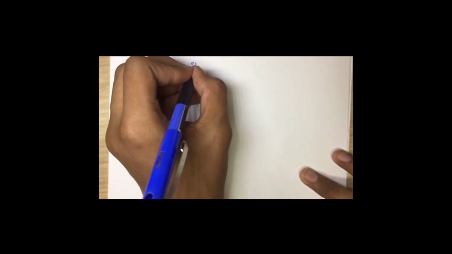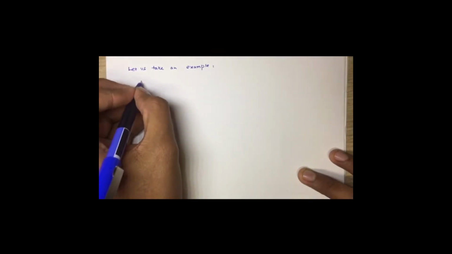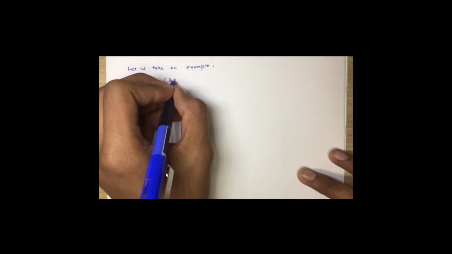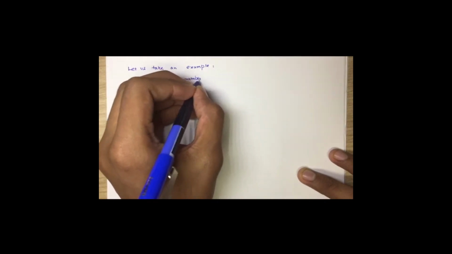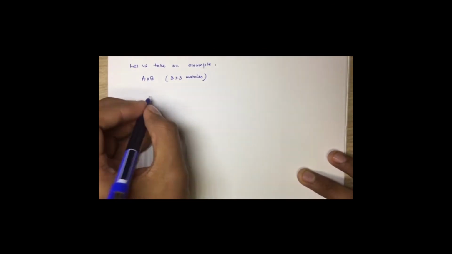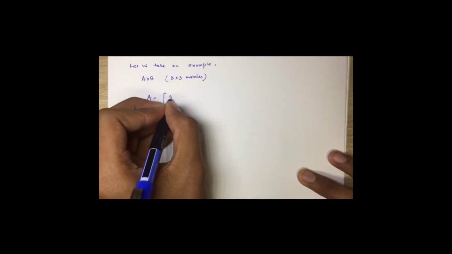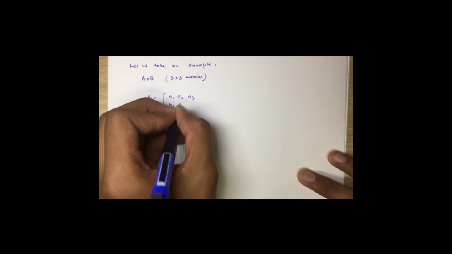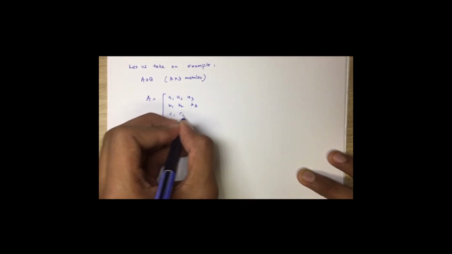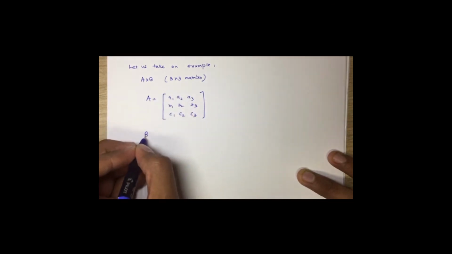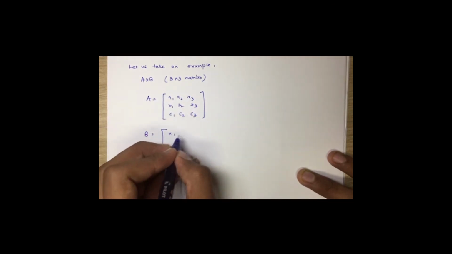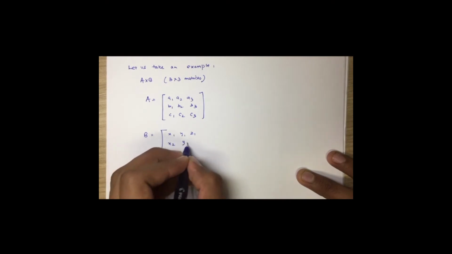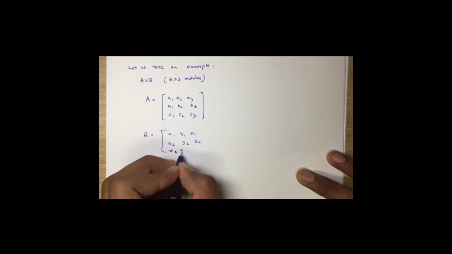Now again, let us take an example: A into B, where both of them are 3 by 3 matrices. Let us take a general case where A is A1, A2, A3, B1, B2, B3, C1, C2, C3, and B is X1, Y1, Z1, X2, Y2, Z2, X3, Y3, Z3.